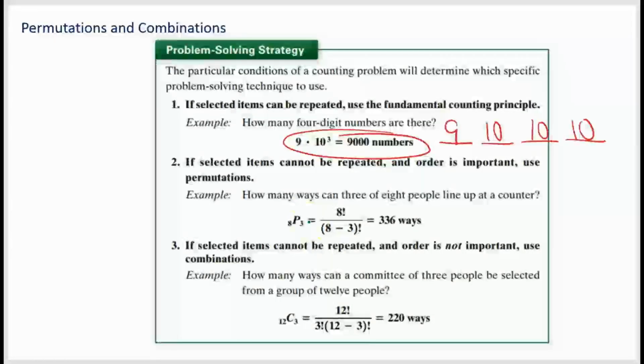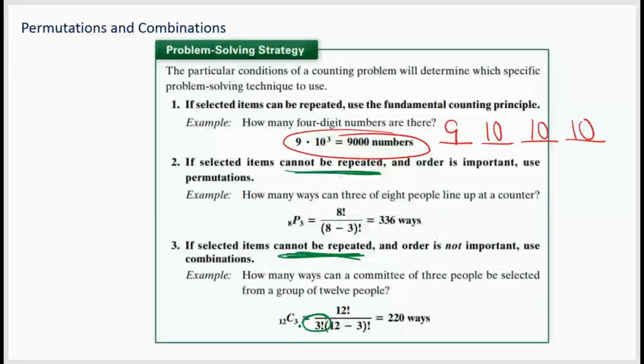Third situation, items cannot be repeated. Notice that's the case for both of these, a permutation and a combination. You cannot reuse items or repeat items. And order is not important. So it says, how many ways can a committee of 3 people be selected from a group of 12? Anytime you're building a committee or making a subset, okay, then the order does not matter. So that's what this part is for.